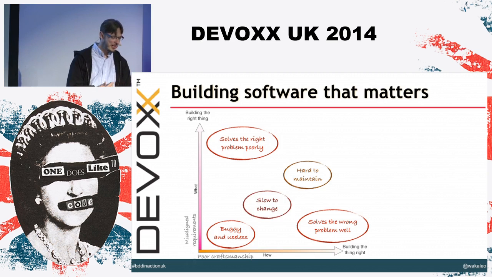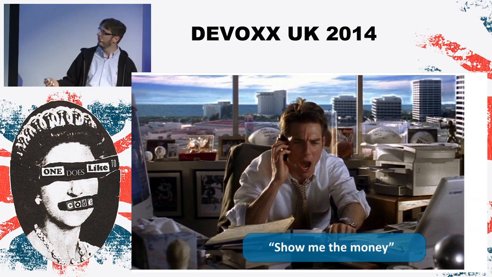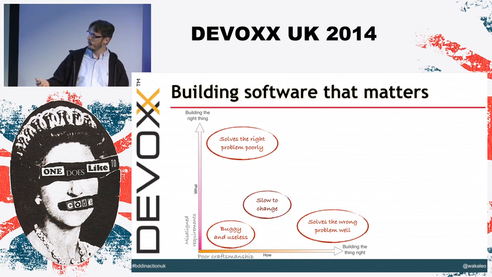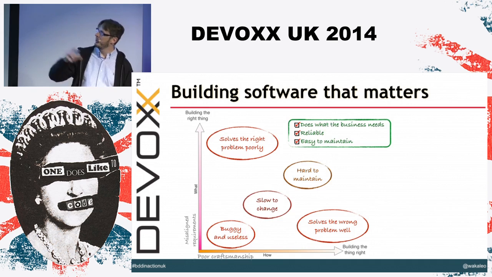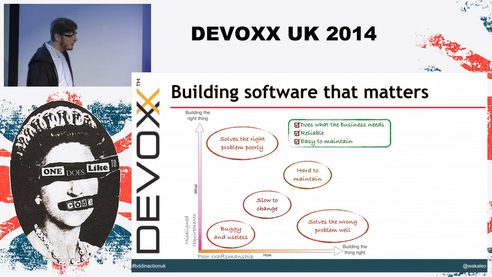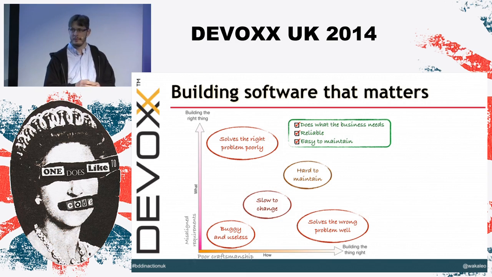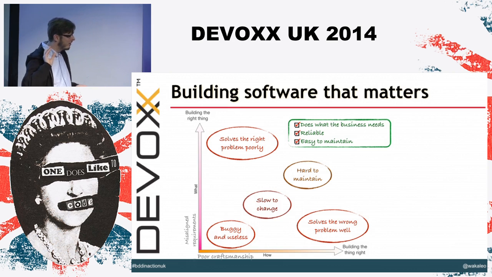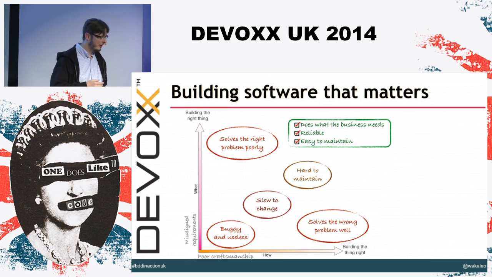And what you want is something up here where you have, sorry, next slide, wait for it. Here. Something that actually does what the business wants and is maintainable, easy to change, bug-free. That's what we're trying to aim for, and that's what one of the practices in behaviour-driven development is all about, combining those two aspects of building something that's useful and also building something that actually works well.